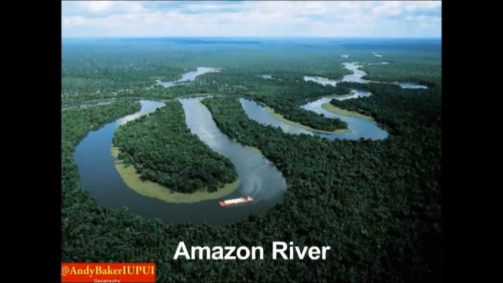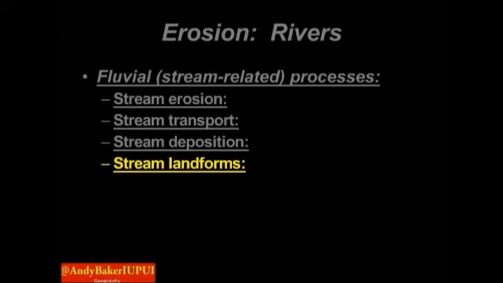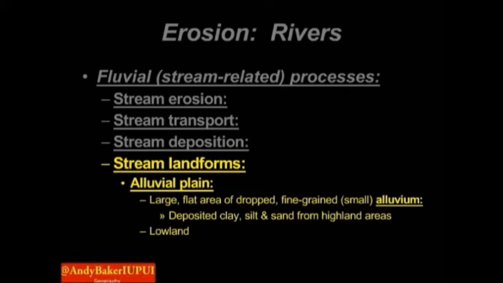And so this is very much one of the things we think of whenever we see a flat area with a river coming through there. We're going to get very much a meandering river, which I hope you can visualize in this image. Now let's take a look at some stream landforms, beginning with the alluvial plain. And so alluvial plain, large, massive. An alluvial plain is a large, flat area of dropped, fine-grained, small alluvium. What is alluvium? Alluvium is deposited clay, silt, and sand from highland areas.